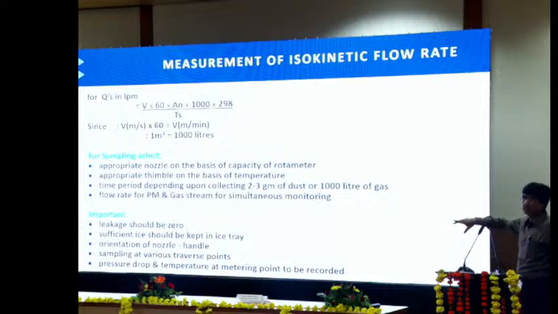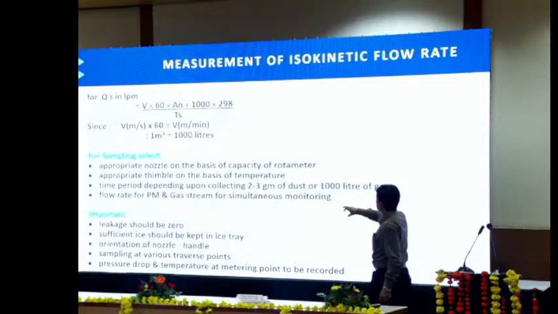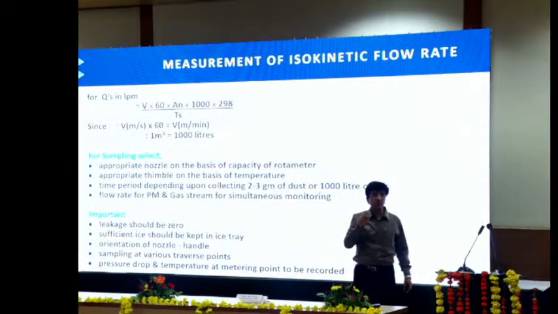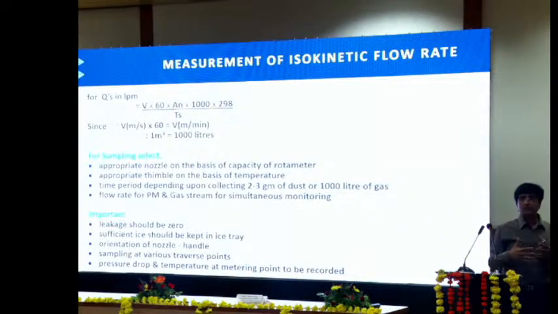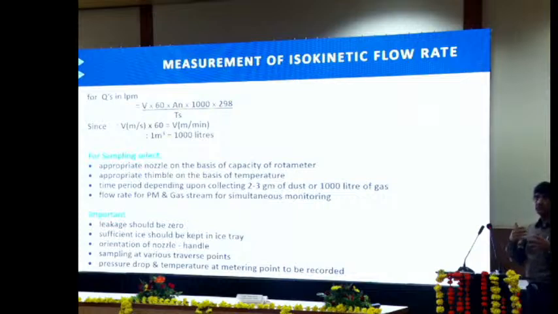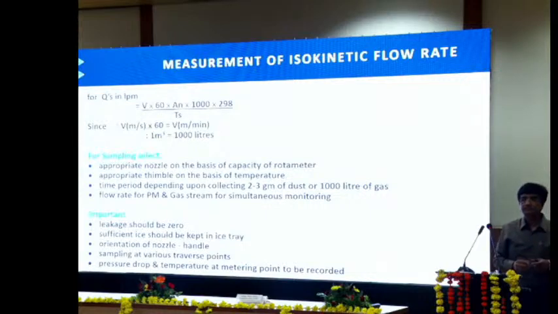The fourth one is the important part, the flow rate. For the PM and the gas stream, we can make provisions for simultaneous monitoring also, so that both particulate as well as gaseous monitoring is being done together. And there you need to ensure that whatever flow rate has been calculated, you are able to effectively divide into 2 streams, one for the particulate, the other one for the gases, so that the particles which are coming inside the thimble are meeting the requirements of the isokinetic flow rate. Now at what rate? Yes sir.